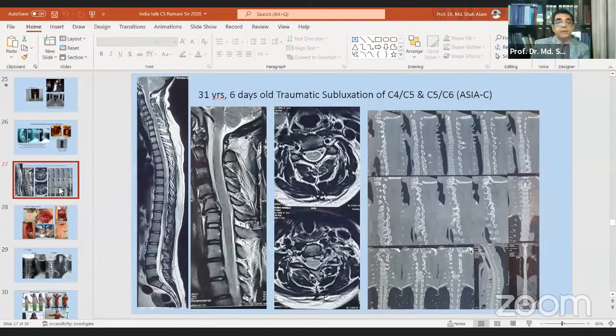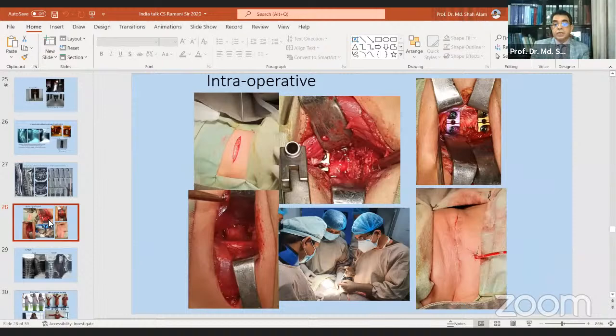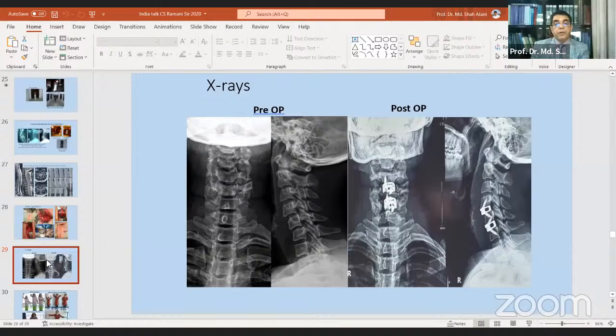Another patient, the 2 level, you can see the subluxation in cervical 4 and 5, cervical 5 and 6, and ASIA grading was C. So unstable spine, we approached mostly anteriorly. Anterior surgery was done by doing the standalone cages, the two level. This is a peroperative video, the picture, the two level standalone cage. The next, this is the postoperative X-ray, and the first is the preoperative X-ray.